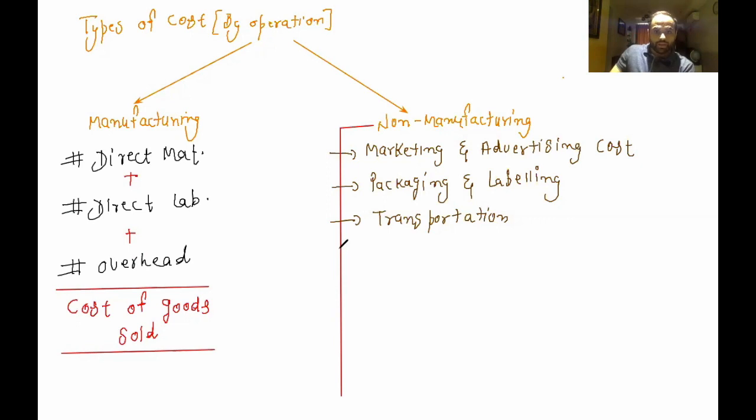Right? Next is administration cost. Administration cost is any kinds of cost which belongs to office things.